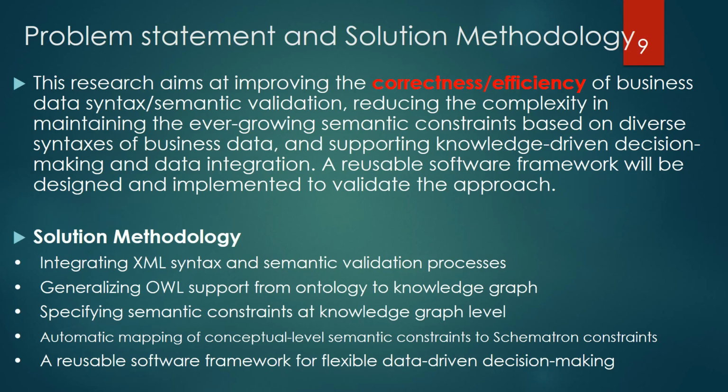The first one is integrating XML syntax and semantic validation processes to avoid invalid validation results. The second one is generalizing all support from ontology to knowledge graph, for supporting customer relation as a first-class relation in all documents. The third one is specifying semantic constraints at the knowledge graph level. It ensures we only need to maintain one Schematron document.